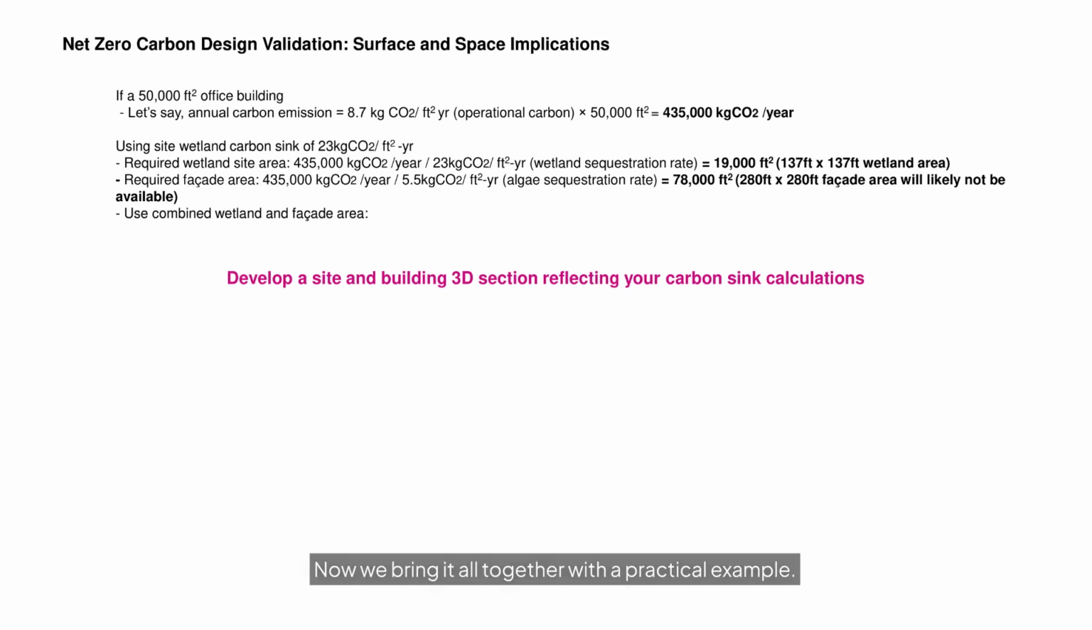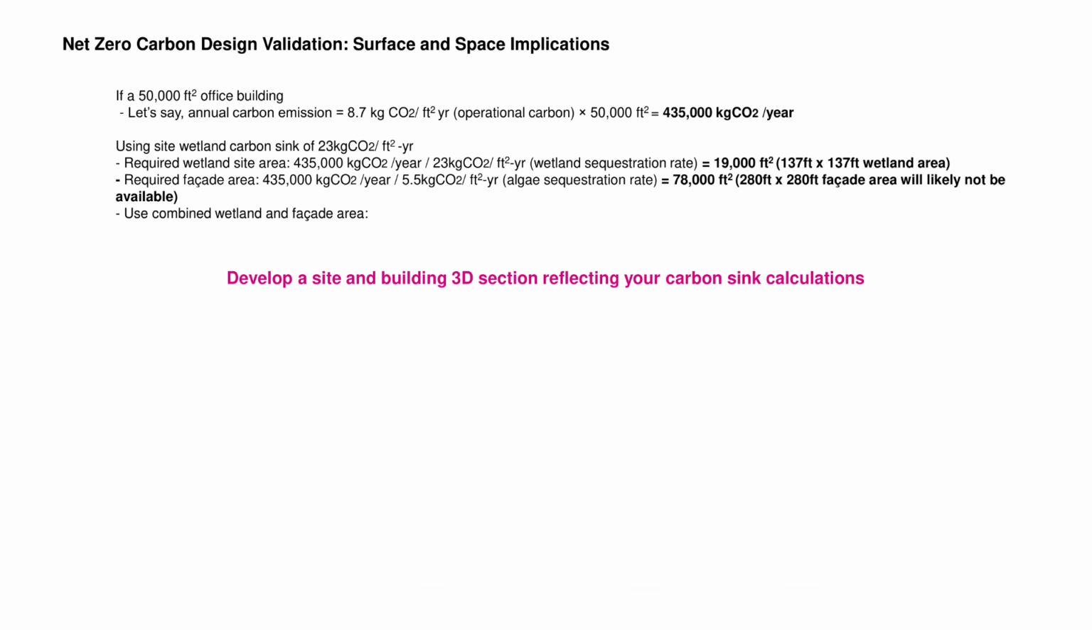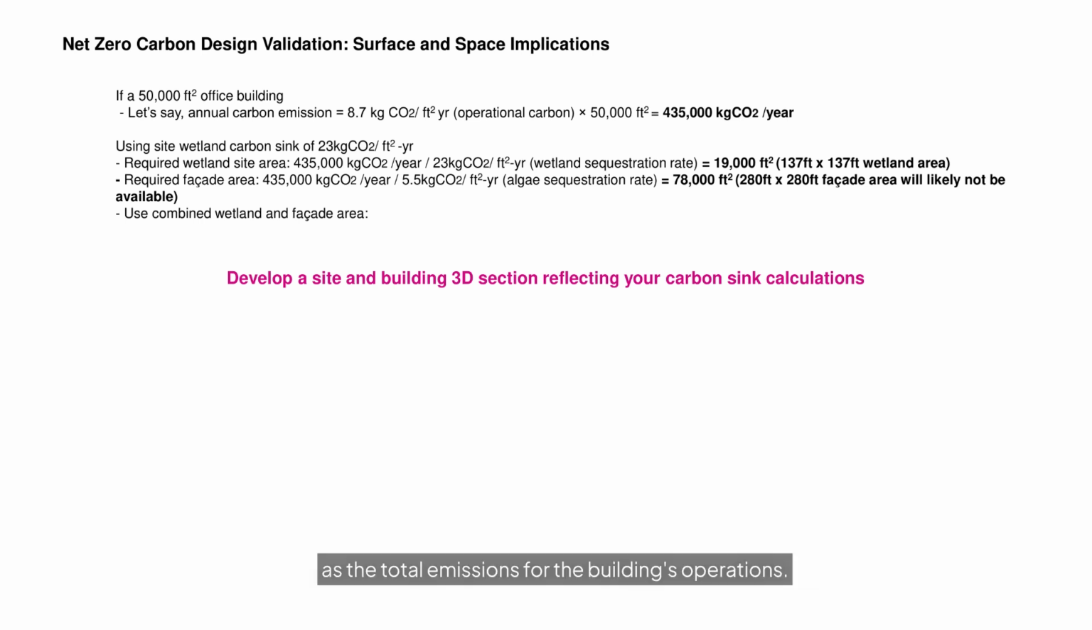Now we bring it all together with a practical example. This considers typical buildings' emissions versus what's needed to offset them with natural systems. Let's use a 50,000 square foot office building with an annual operational carbon emission of about 8.7 kilograms CO2 per square foot. Multiplying out 8.7 kilograms CO2 per square foot times 50,000 square feet gives 435,000 kilograms CO2 as the total emissions for the building's operations.